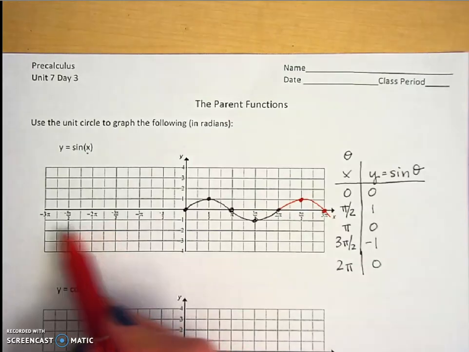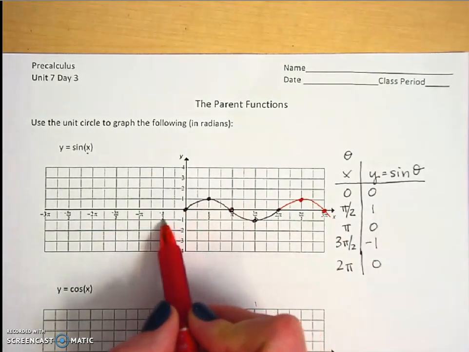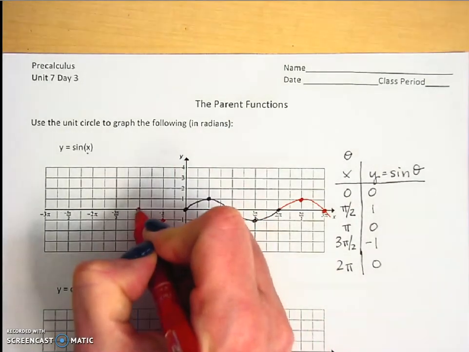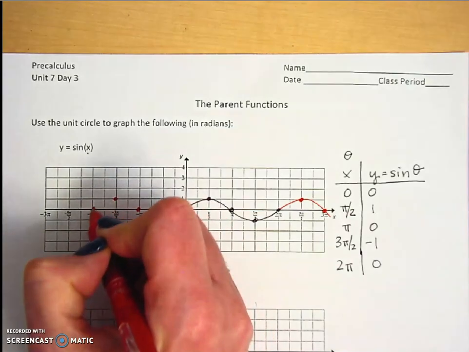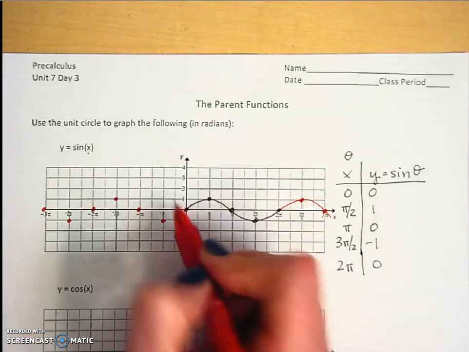As x goes to negative infinity, that shape repeats. So it would go down to negative 1. Negative pi is at 0. Then at 1, then at 0, then at negative 1, and then at 0 again.